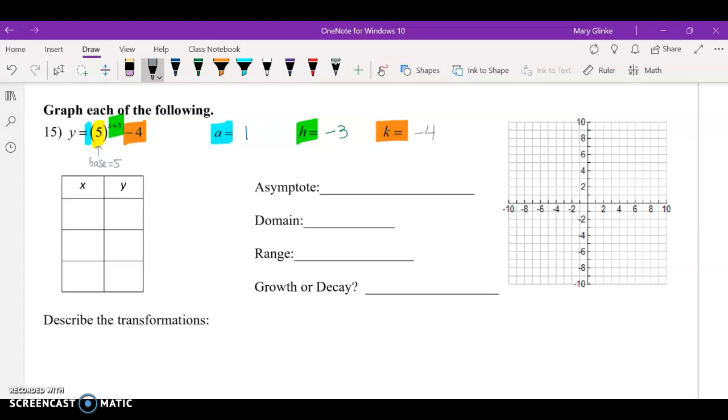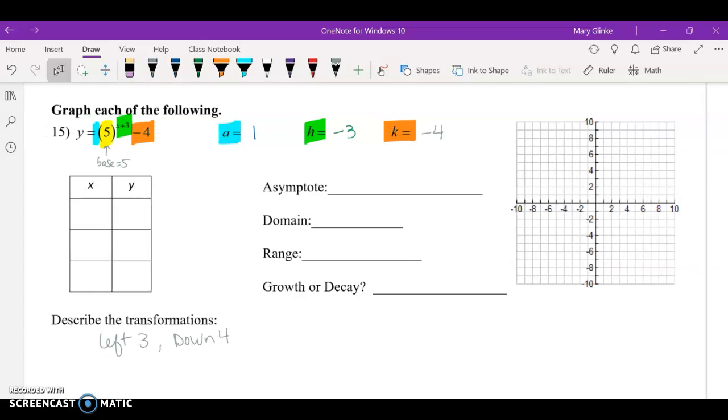And so what's happening here is with A being 1, we're not stretching at all. With H being -3, we are moving the graph left by 3. And with K being -4, we're moving the graph down. So what we can do is create our table. The X values we need to know are -1, 0, and 1. For your Y values, it's 1 over your base, 1, and your base.